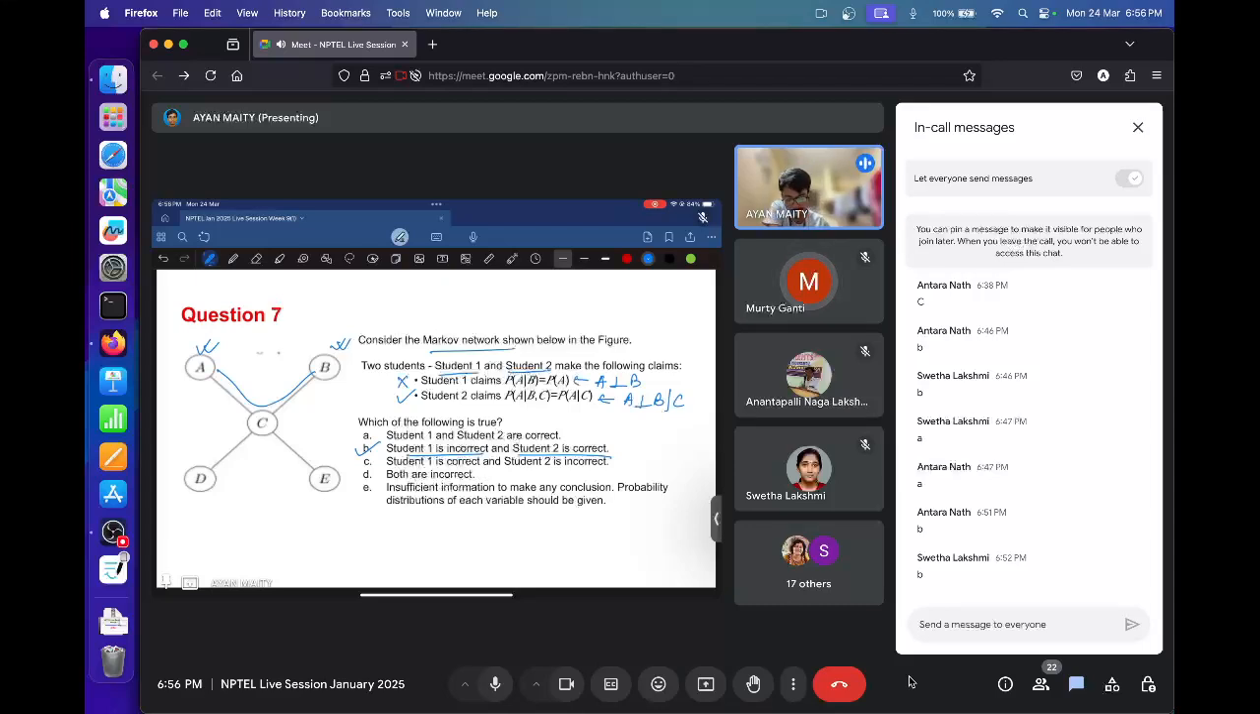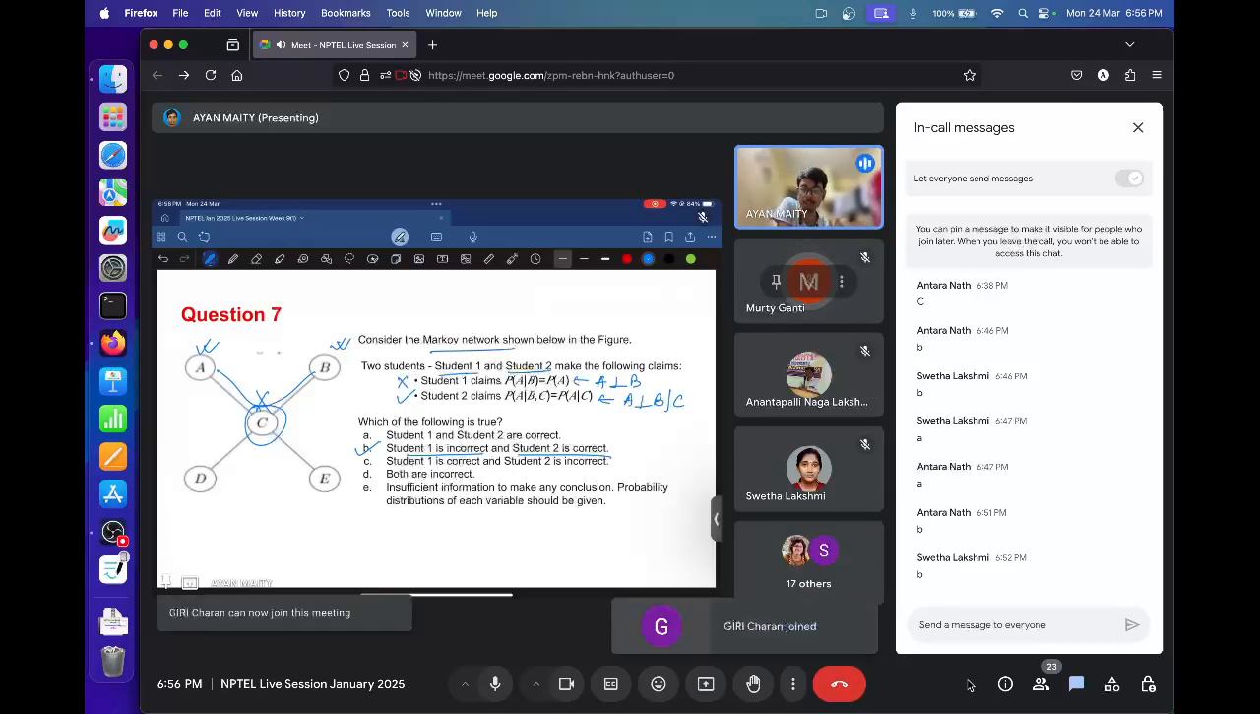But in the second claim, C is given, so C would block this path between A and B. Any given variable blocks the path in case of undirected graph. In case of directed Bayesian networks where edges have directions, the three rules are there. You need to check which rule is applicable for which path and which part of the path. But in undirected, the given variable blocks the path. So C would block this path from A to B if C is given. If the path is blocked, A and B become independent of each other.